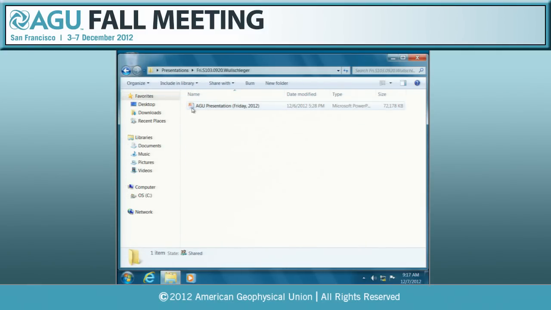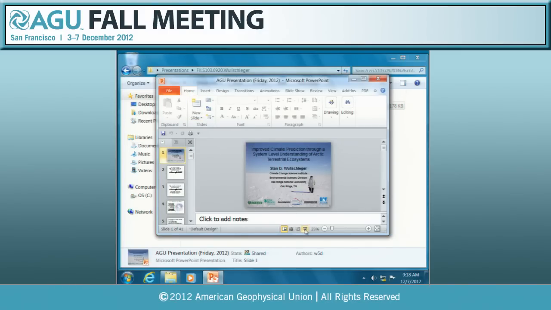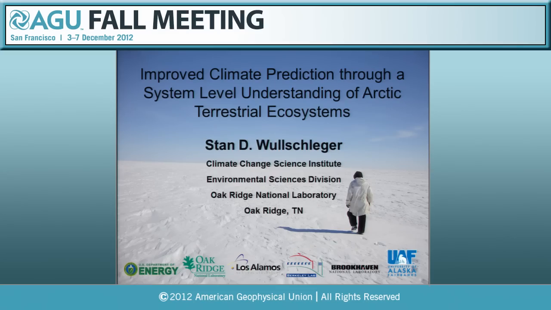Our next speaker this morning is Stan Wolfschläger from Oak Ridge National Laboratory, talking on improved climate prediction through a system-level understanding of Arctic terrestrial ecosystems.